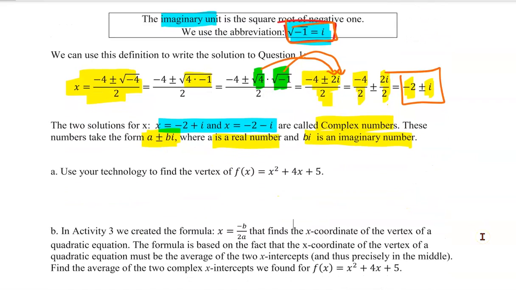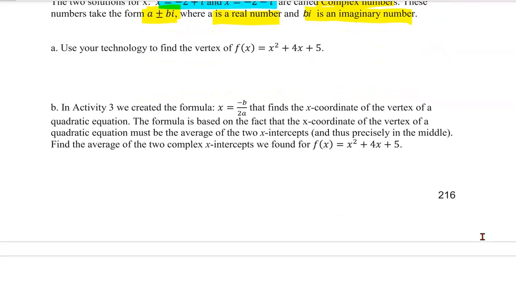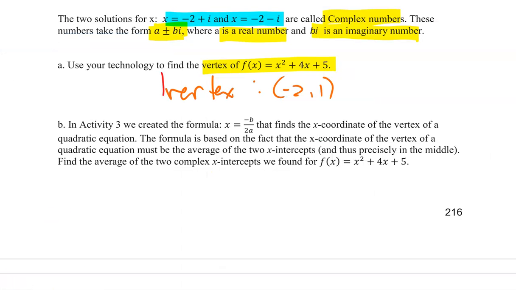Okay. Now, let's go back to our Desmos to find the vertex of the given function f of x equal to x squared plus 4x plus 5. And the vertex is negative 2, 1. So that's the minimum, negative 2, 1. Let's go back to our notes. So the vertex is negative 2, 1.